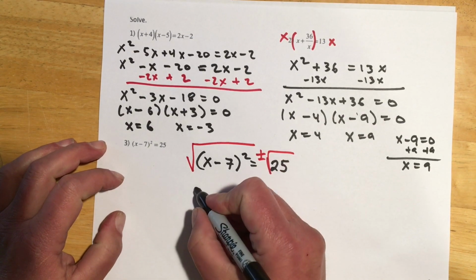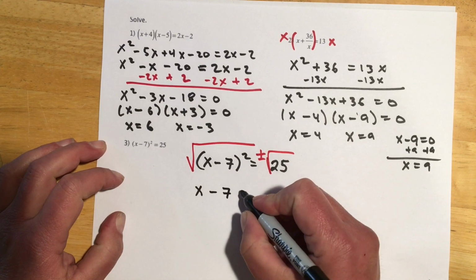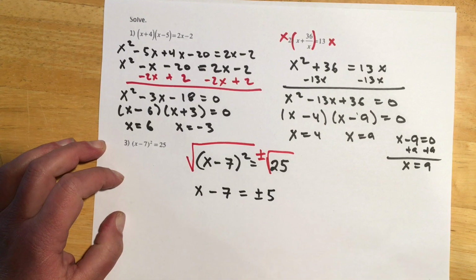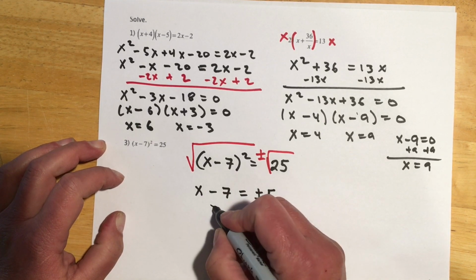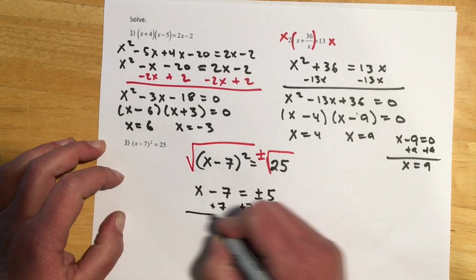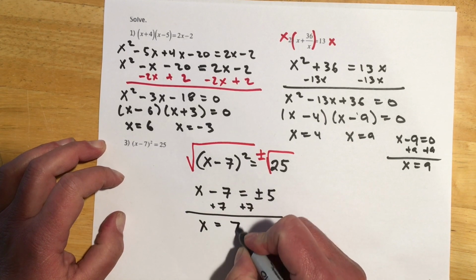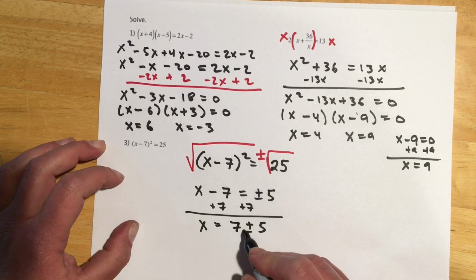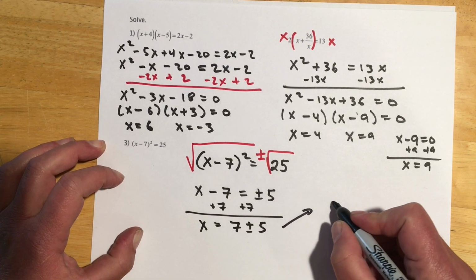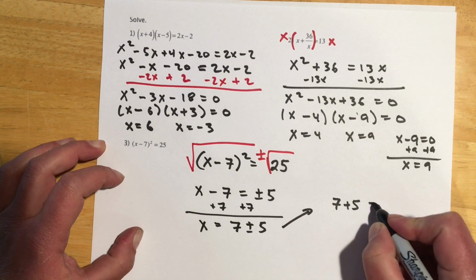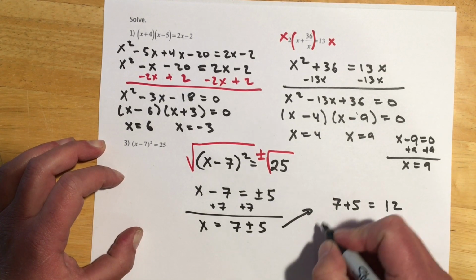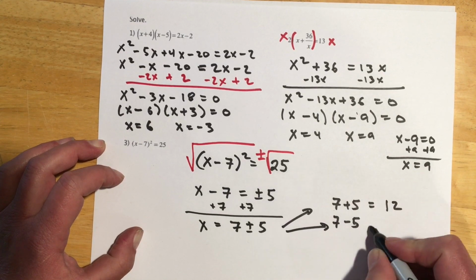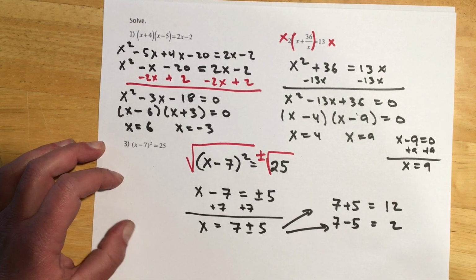So square root undoes square, and I just have x minus 7, and then equals plus or minus square root of 25, which is 5. So then I can add my 7 over. That means I have x equals 7 plus or minus 5. Since this is plus or minus 5, it's really 7 plus 5, so in that case x would equal 12, or 7 minus 5, and then in that case, equal 2.